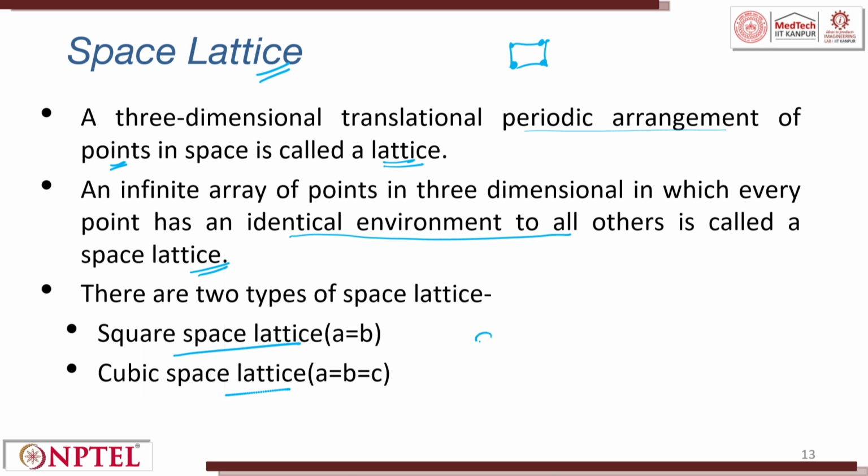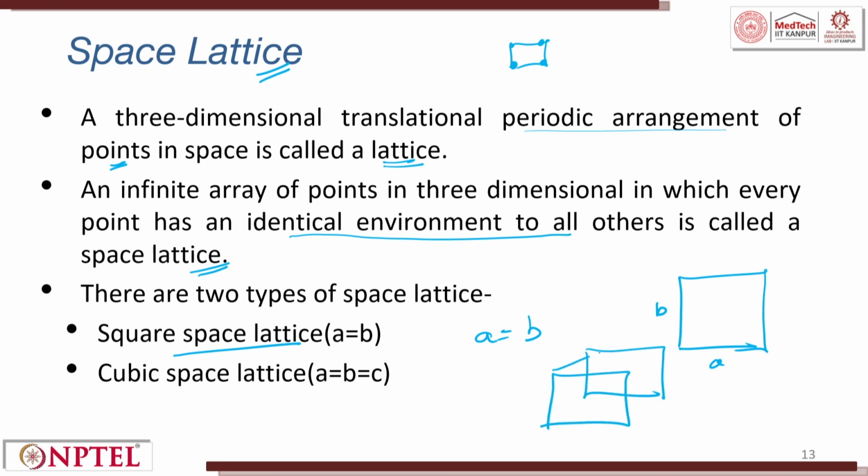A equal to B, we will see that, and then A equal to B equal to C. So what are we trying to say? This is A and B. When we try to talk about a cube, A, B and C.